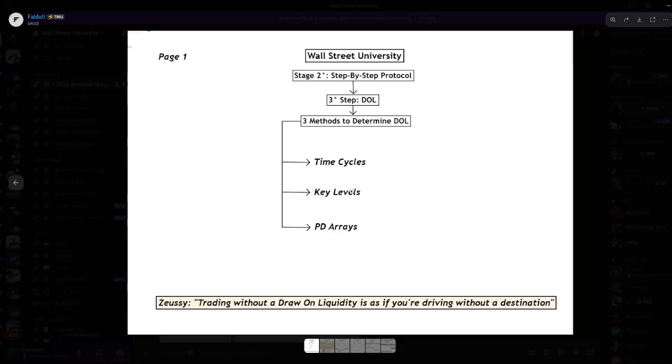So today's topic is draw on liquidity. As Zeus said, trading without a draw on liquidity is as if you're driving without a destination. So it's very important to have clear draw on liquidity. We have three methods to determine draw on liquidity: time cycles, key levels, PD arrays.